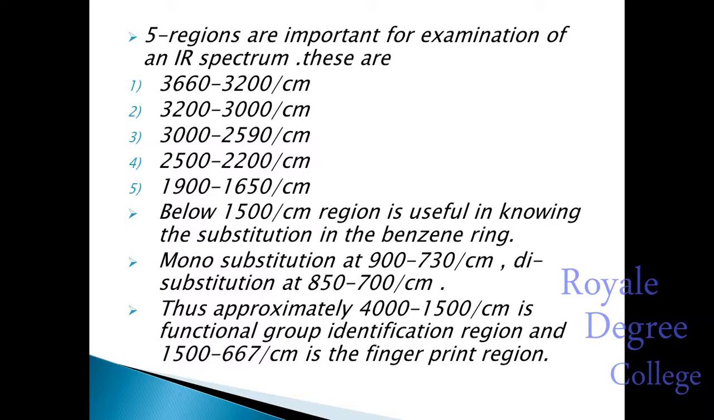Below 1500 per centimeter region is useful in knowing the substitution in the benzene ring, mono substitution at 300 to 730 per centimeter, di substitution at 850 to 700 per centimeter. Thus, approximately 4000 to 1500 per centimeter is the functional group identification region, and 1500 to 667 per centimeter is the fingerprint region.